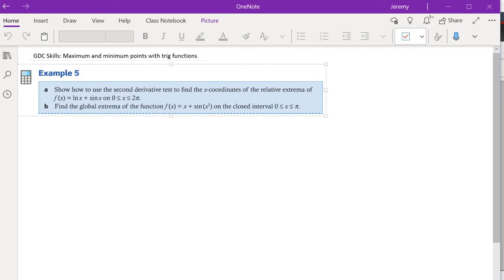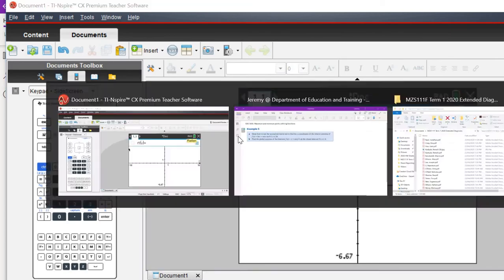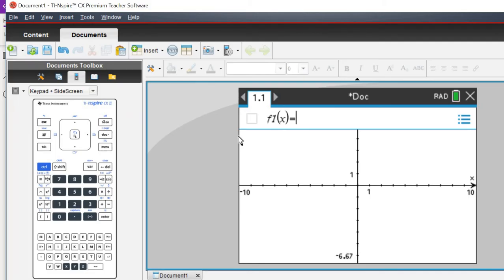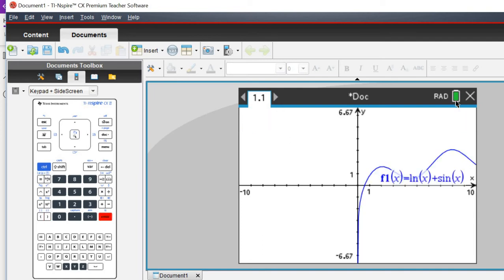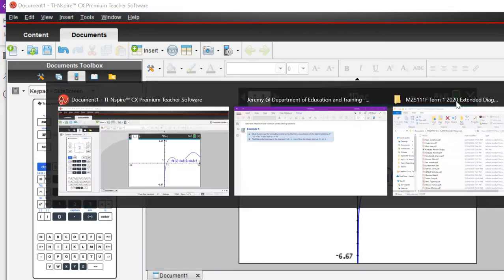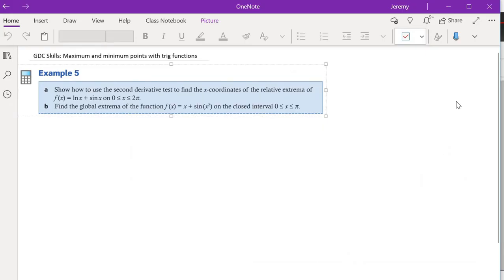So on your GDC, you want to graph the function natural log of x plus sine of x. And what we're going to do is hit enter. But this one specifically asks us to use the second derivative test in order to do that.